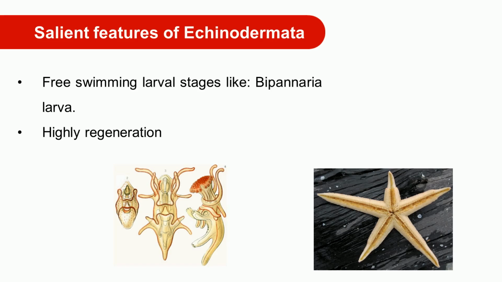This is one of the good examples we can observe, the bipinnaria larva in the water body. And we already discussed that there is high regeneration. We can look at the pictures. If the arm is cut by some accidental activity, afterwards the arm fully grows back. This is one of the characteristic features of that animal: they have highly developed regeneration powers.